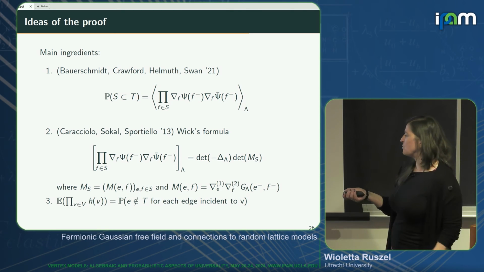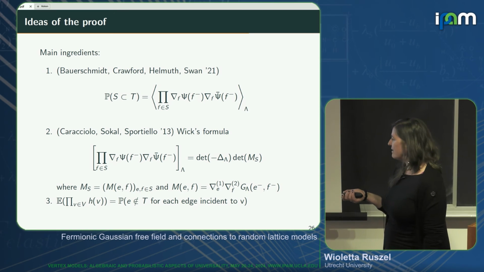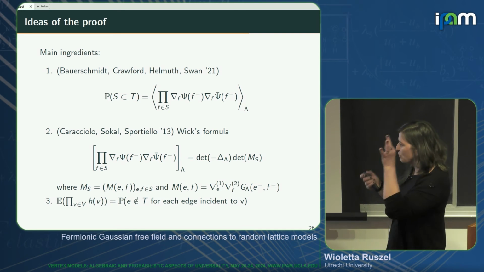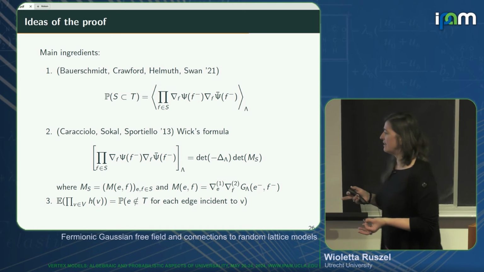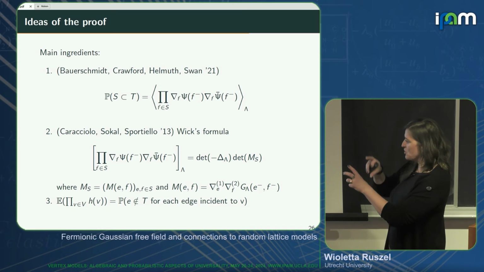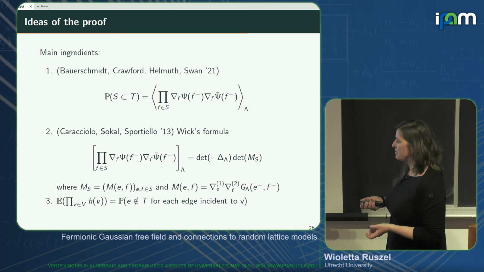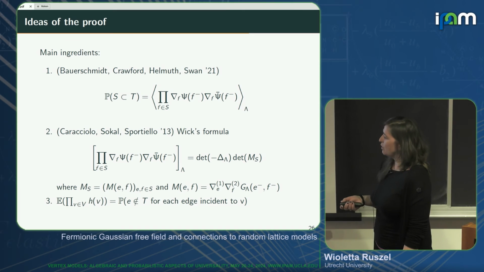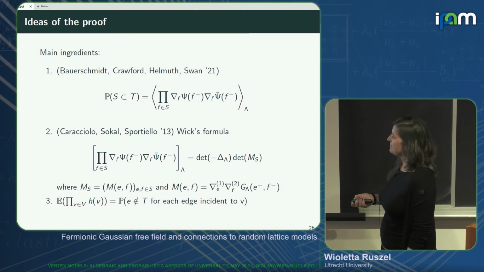And this observation from the sandpile part, that you can express this k-point function of the height 1s as the probability that you fix some edge incident to each of the vertices, and then all the other edges are not in the spanning tree. And this you do for every one of the vertices in V.